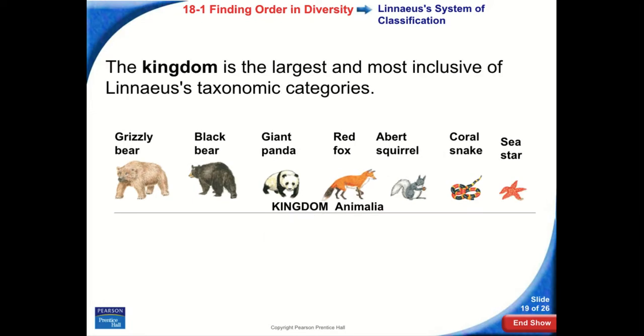And then, of course, you go one step even bigger and you get the kingdom. The kingdom is not the largest, but the second largest and second most inclusive now. But for Linnaeus, it was the largest and the most inclusive. Now it's the second most. In this case, it would be the kingdom Animalia, so all the animal kingdom. So even a sea star would fit into this group. And it has some characteristics that it shares with all of these at a very general level.